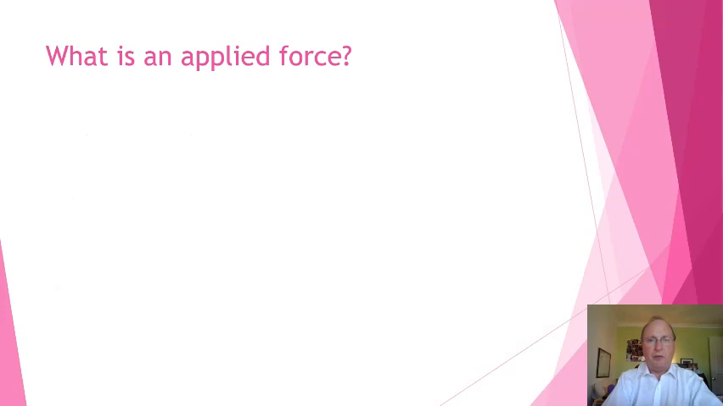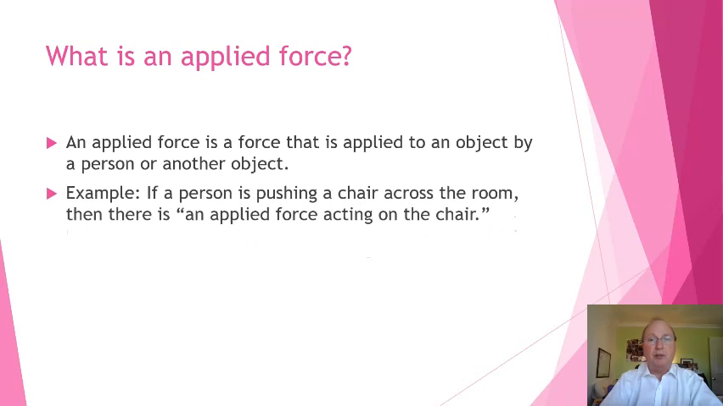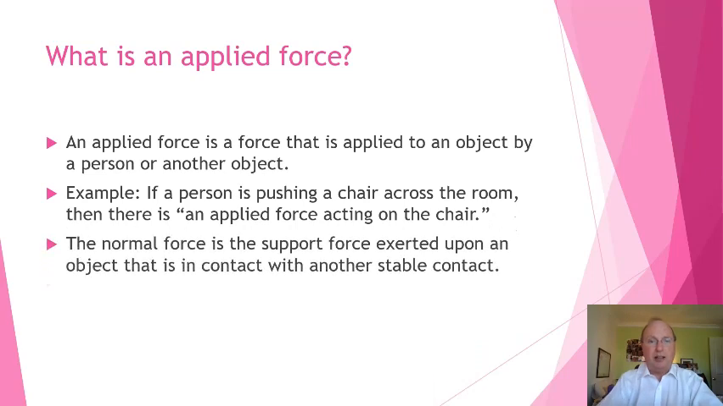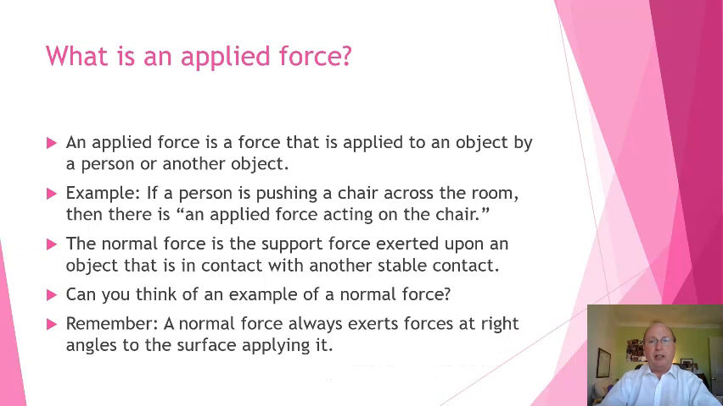Well, one of the contact forces is called an applied force. What does that mean? An applied force is a force that is applied to an object by a person or another object. For example, if a person is pushing a chair across a room, then there is an applied force acting on the chair. The normal force is the support force exerted upon an object that is in contact with another stable contact. Can we think of an example of a normal force? Well, in fact, if you're sitting down, as I am, then my weight is pushing downwards, but there's a normal force pushing upwards, the chair against me, and they're equal and opposite.